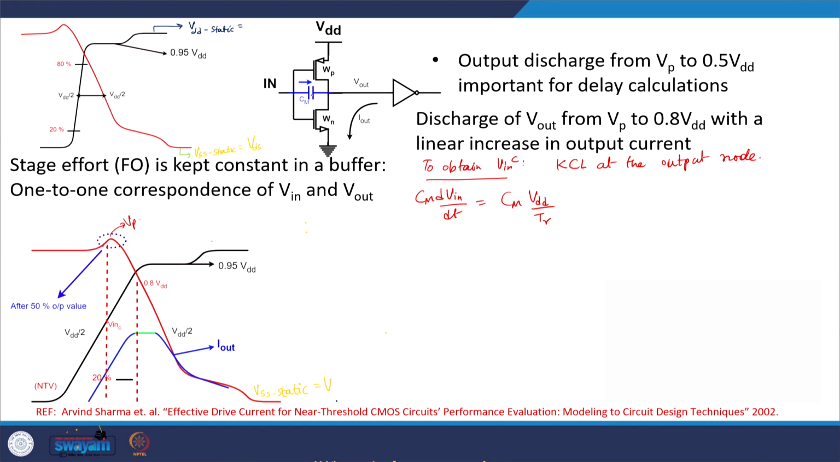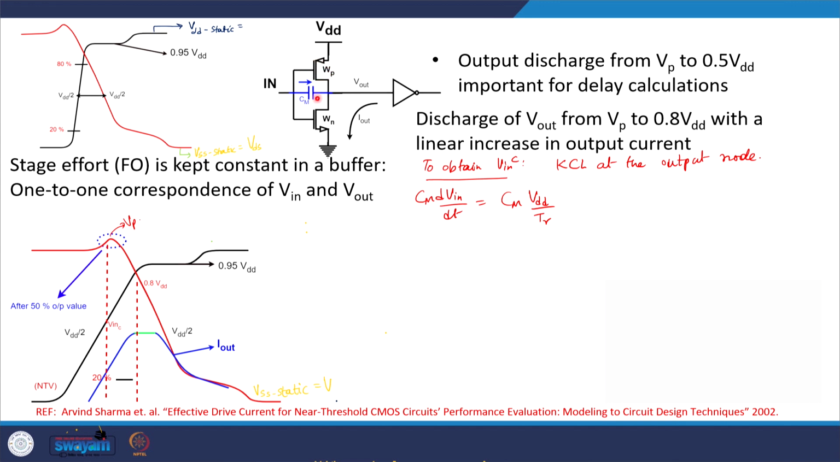So, that is the current coming into the output node, and what is that equal to? That is equal to the current going out of the output node. Out of the output node, we are neglecting the PMOS current here, and that is justified.